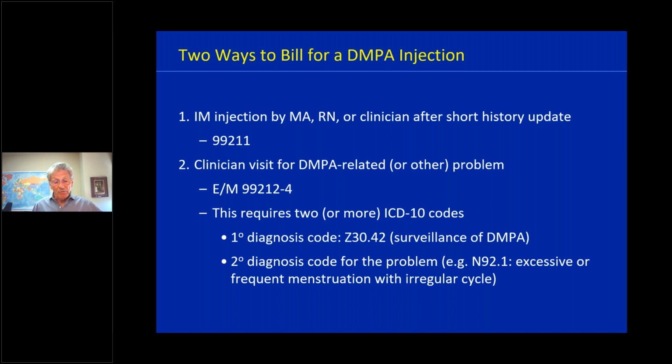One ICD-10 code is Z30.42, which is for surveillance of her Depo. The other is a secondary diagnosis code for her complaint, which is N92.1, excessive or frequent menstruation within your regular cycle. So, next slide.